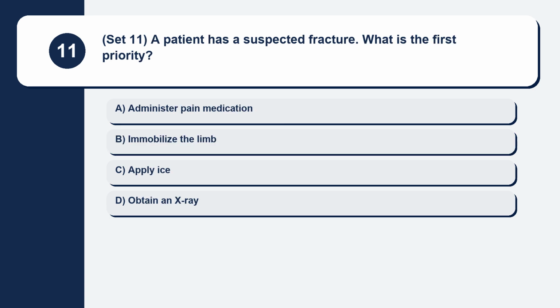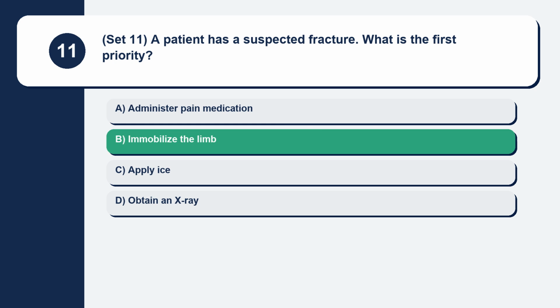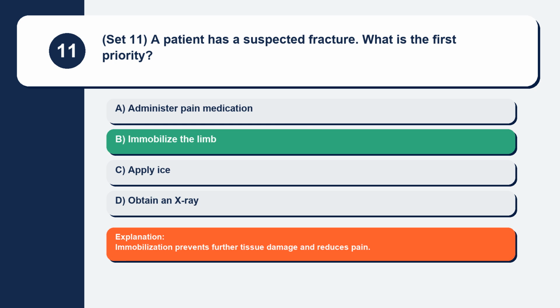Question 11. Set 11. A patient has a suspected fracture. What is the first priority? Administer pain medication, immobilize the limb, apply ice, obtain an X-ray. Immobilization prevents further tissue damage and reduces pain.